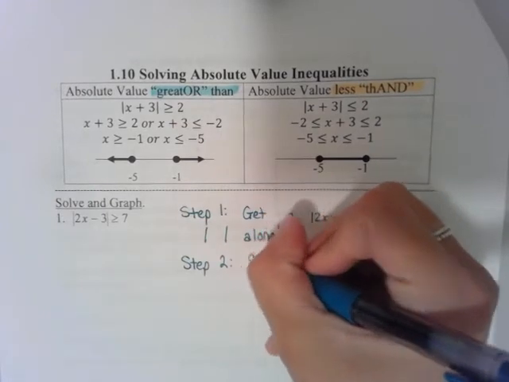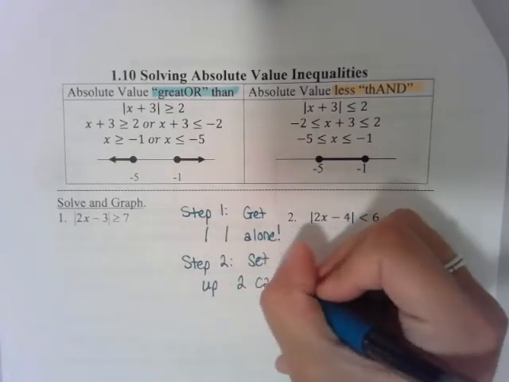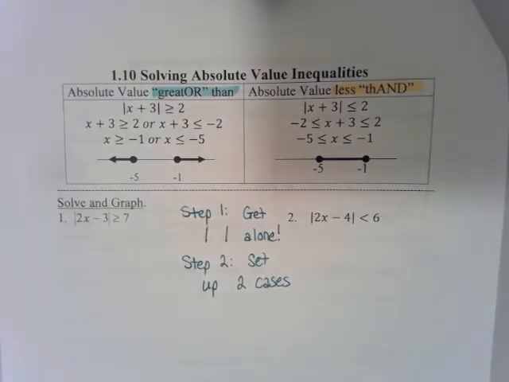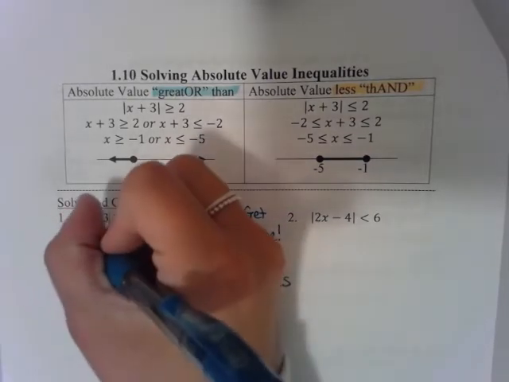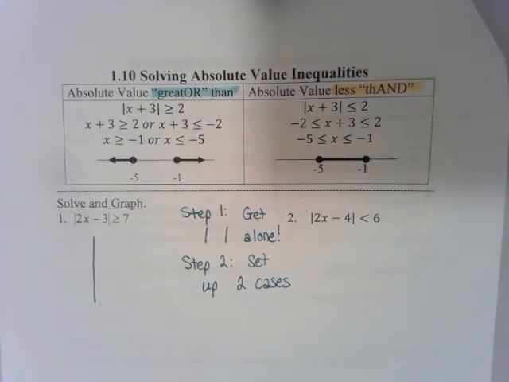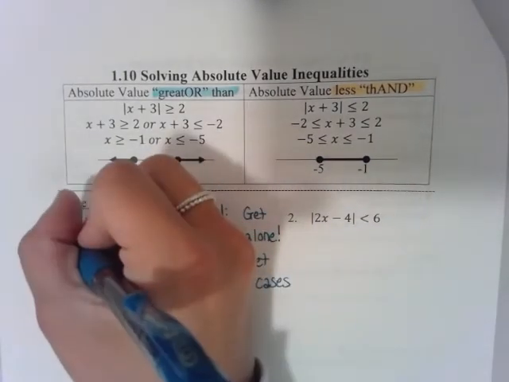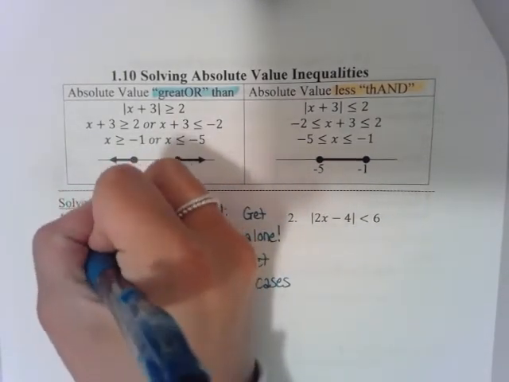Set up two cases. Anytime we solve an absolute value equation or inequality, we're always going to have two cases that we need to solve. My first case is always going to look exactly like the equation or inequality I had originally. It's just going to drop the absolute value bars. So I would have 2x minus 3 is greater than or equal to 7.